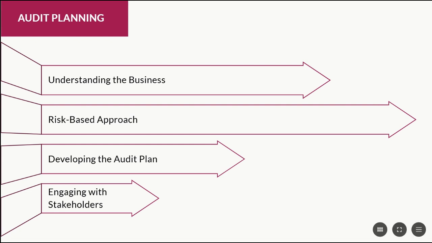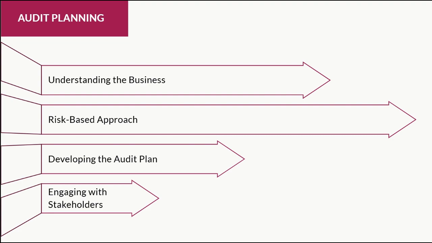Engage stakeholders. Communication is key during audit planning. The auditor must engage with management and IT teams to gather information and ensure alignment. This helps to avoid misunderstandings and ensures that the audit meets the organization's needs. A well-planned audit ensures that the auditor can focus on the most critical areas and provide valuable insights to the organization. Audits must follow established standards and guidelines to ensure they are consistent, reliable, and credible.